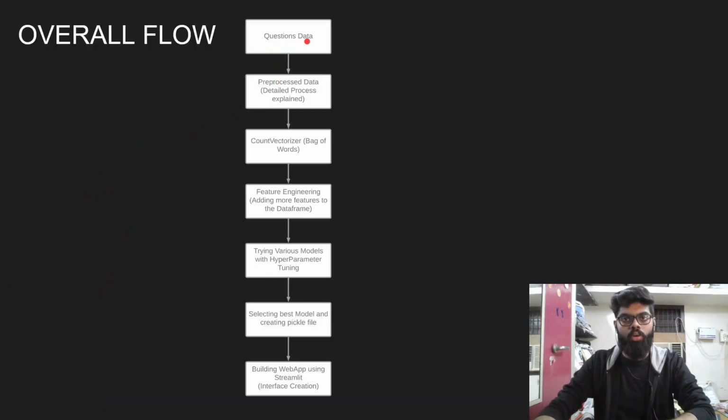So what is the overall flow? We had question data for our question pairs, and then we pre-processed it. We used the bag of words feature, and then we did feature engineering, and then we tried various models with hyperparameter tuning. We selected the best model with the best hyperparameters, created a pickle file out of it, and are using that to build the Streamlit web application. So this is the overall flow.